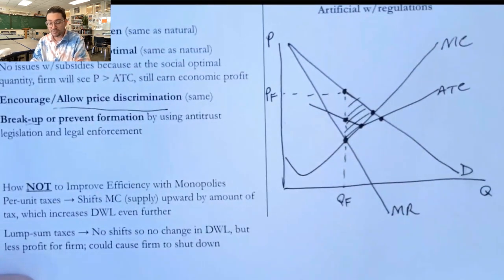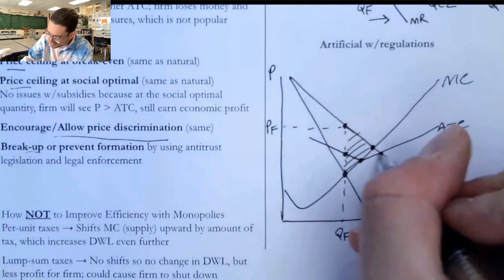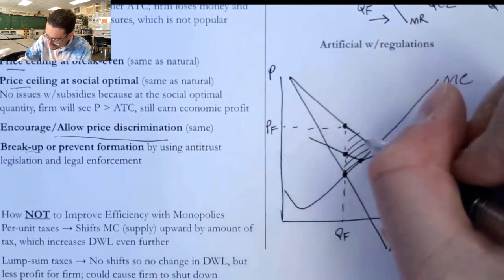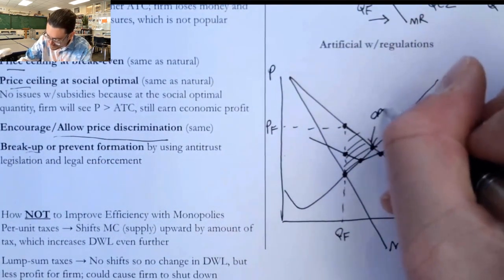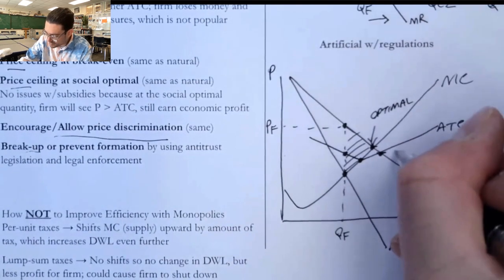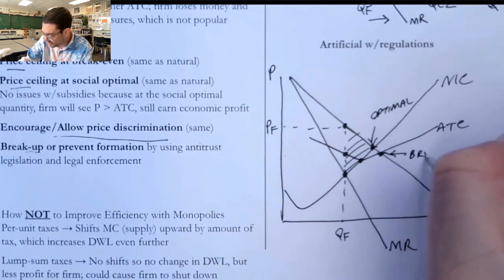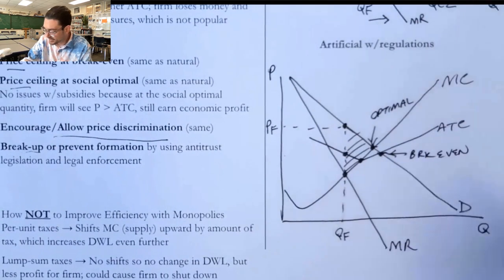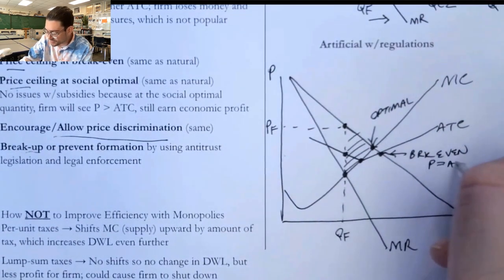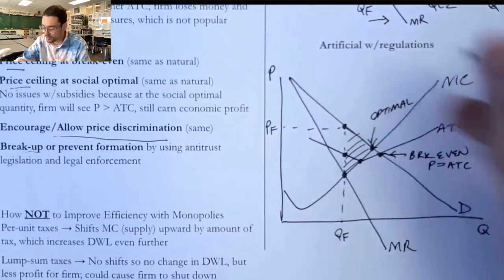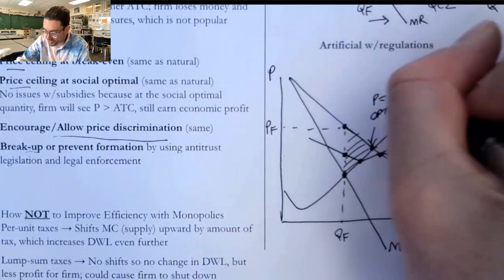Well, one is we could use a price ceiling at our break-even point. That's our first choice. The problem with that is that it's not at our optimal point. This is our optimal, and that's our break-even. And again, you can tell where these are because the price equals the ATC at the break-even point, and the optimal is where the price equals the marginal cost.